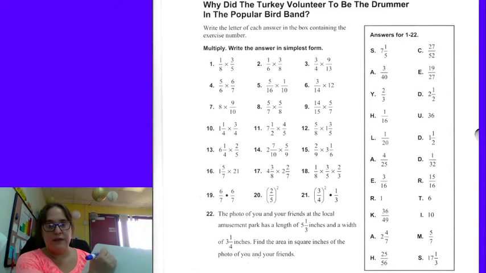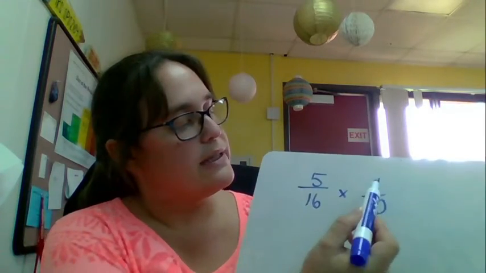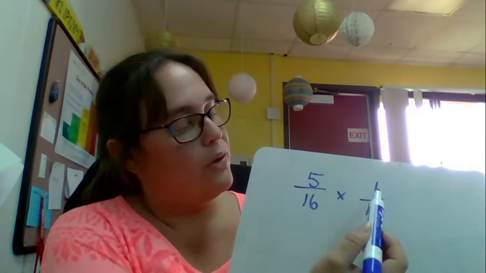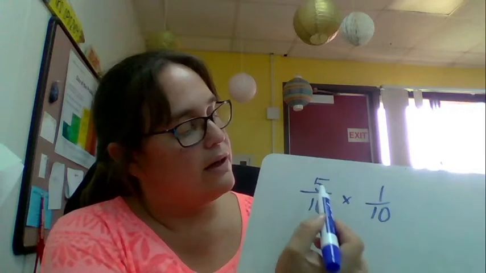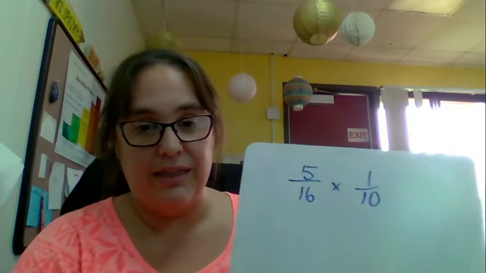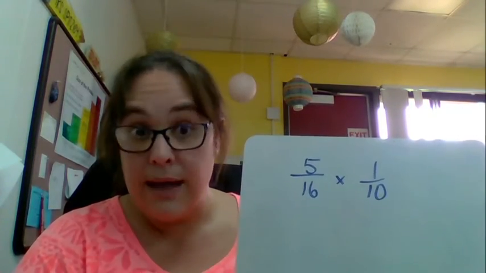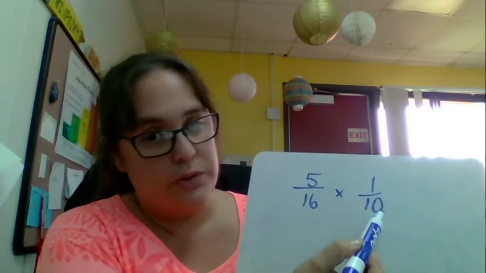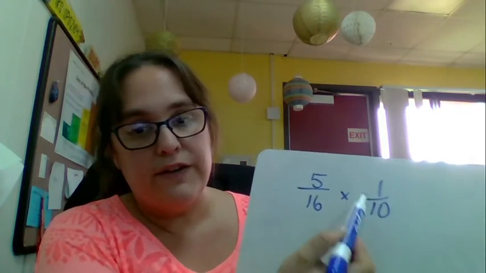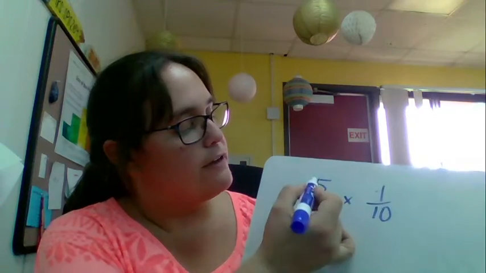Number 5, you've got 5/16 times 1/10. Again, you're looking for cross reducing. Well, this is as low as it can go, so you can't do any reducing here. Do 5 and 10 have anything in common? Yes, because if you follow your 5 across, you will run into 10. So I can divide both of these by 5.